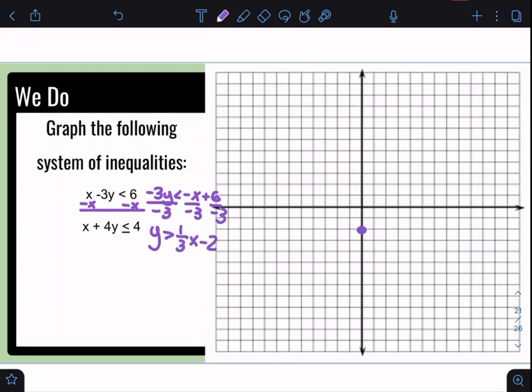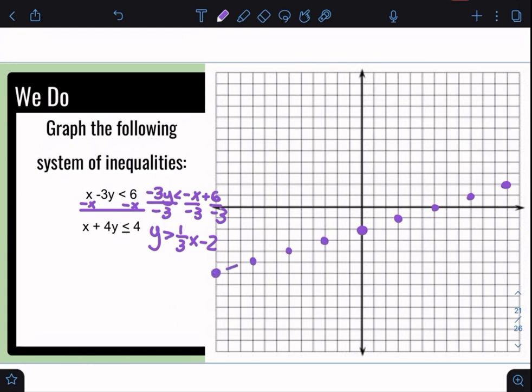Alright, negative 2, we're going to go down 2. Then 1 over 3, we're going to go up 1 to the right 3. Up 1 to the right 3, 1, 2, 3. Up 1 to the right 3. Now let's go down 1 to the left 3, 1, 2, 3. Down 1 to the left 3. Down 1 to the left 3.